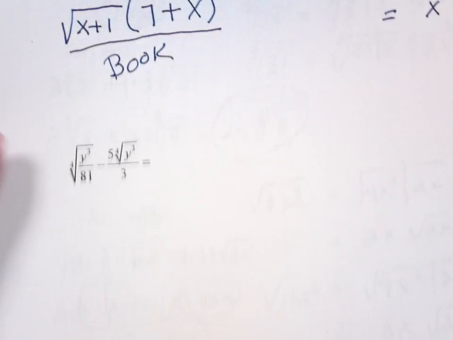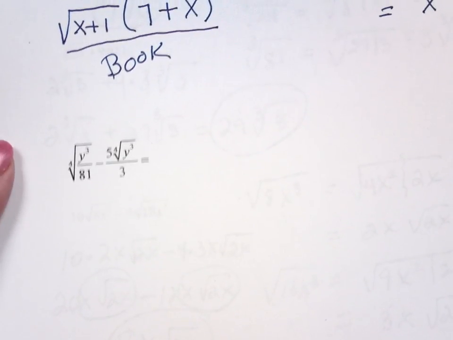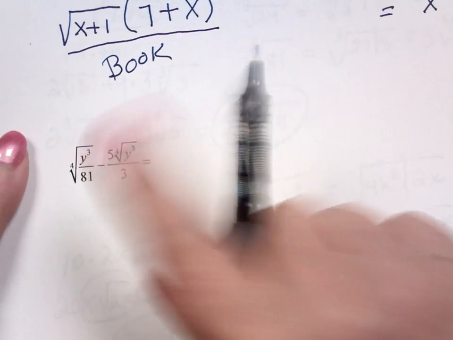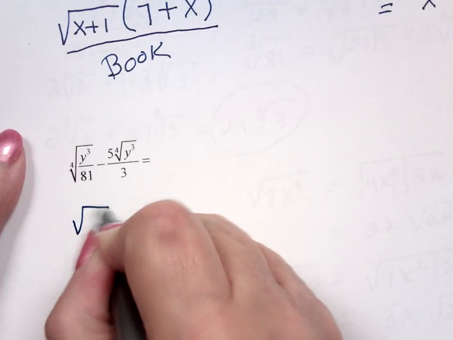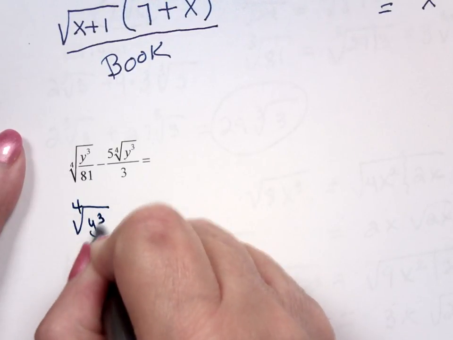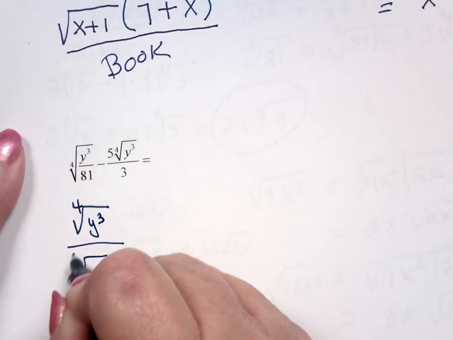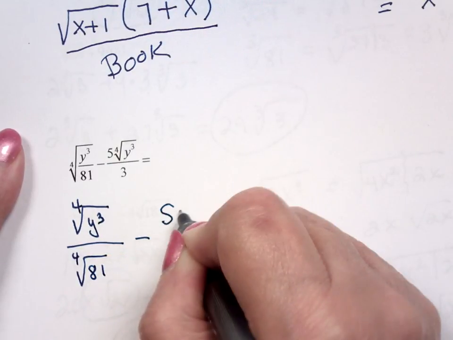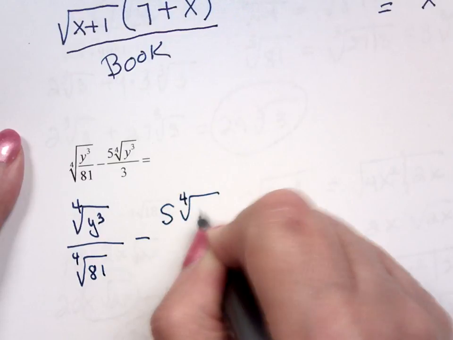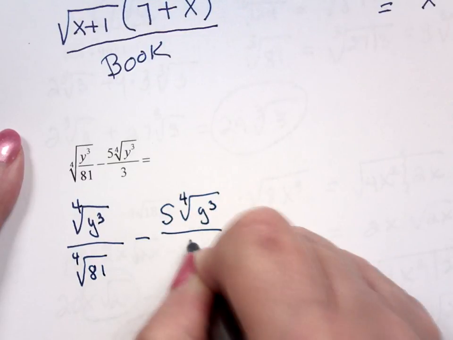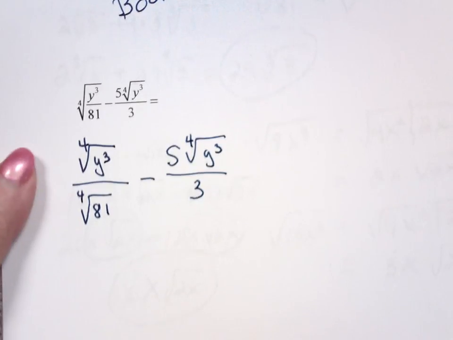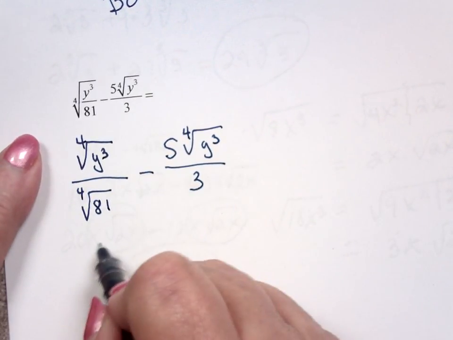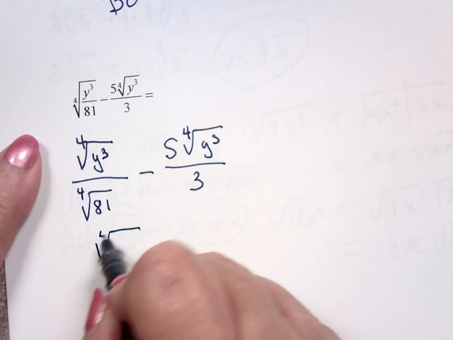Okay, so now we got the same problem here, except it's a fourth root, and you notice I can rewrite this guy as the fourth root of y cubed over the fourth root of 81 minus 5 times, oh, this is not too bad at all, fourth root of y cubed over 3. Now, what's the fourth root of 81? 3.